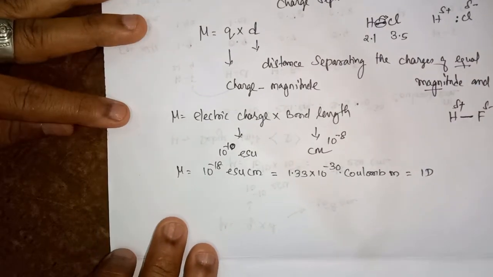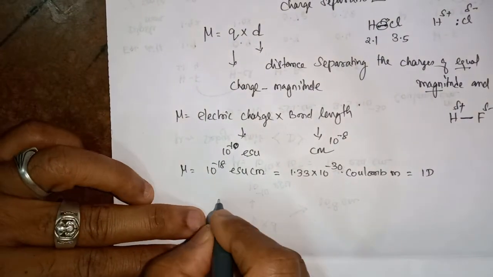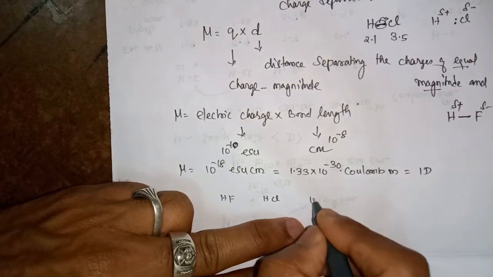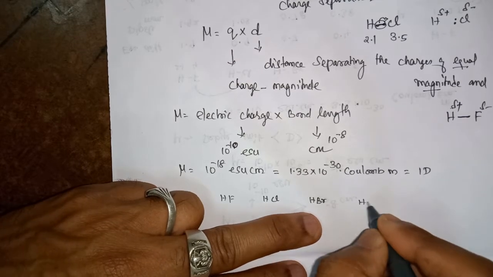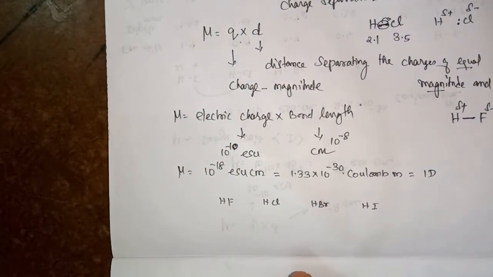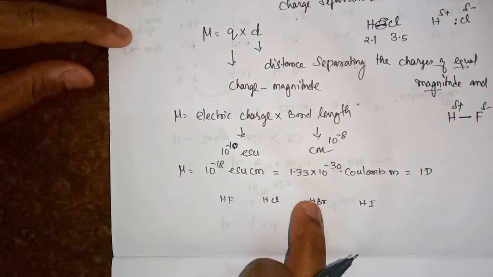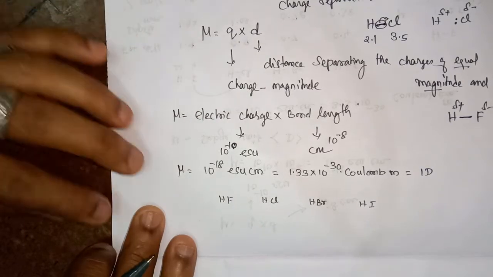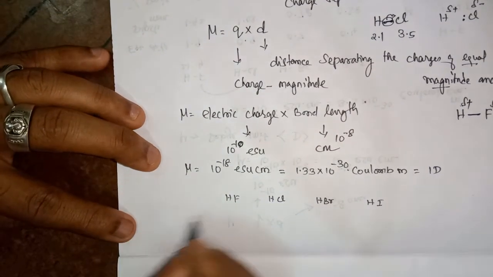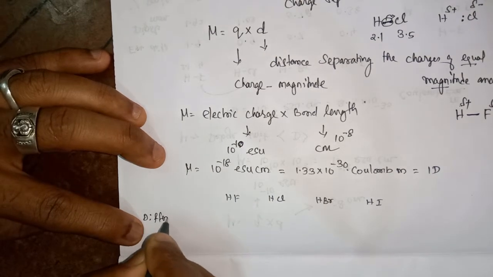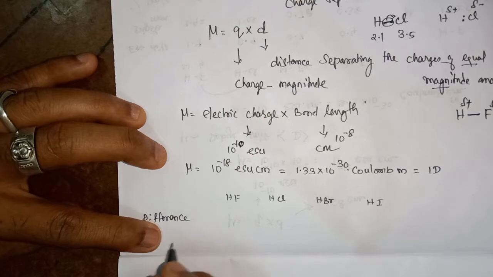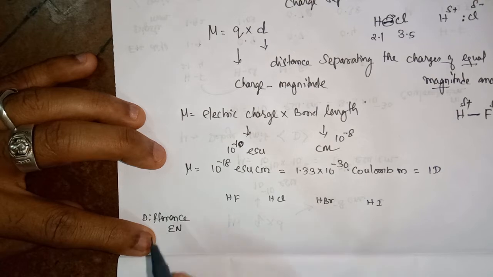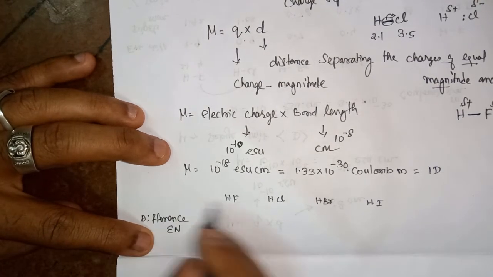Suppose I take 4 different diatomic molecules: one is HF, another one is HCl, HBr, and one more, HI. Some data I write for this. What is the first data I write here? The difference between the electronegativities of these two atoms. What is the difference in the electronegativity of these two atoms?